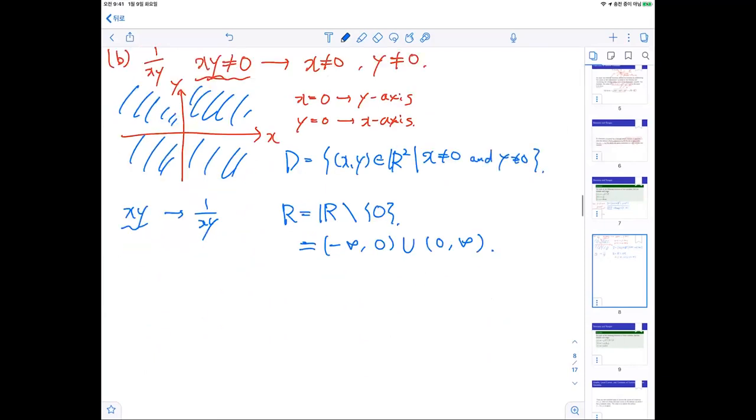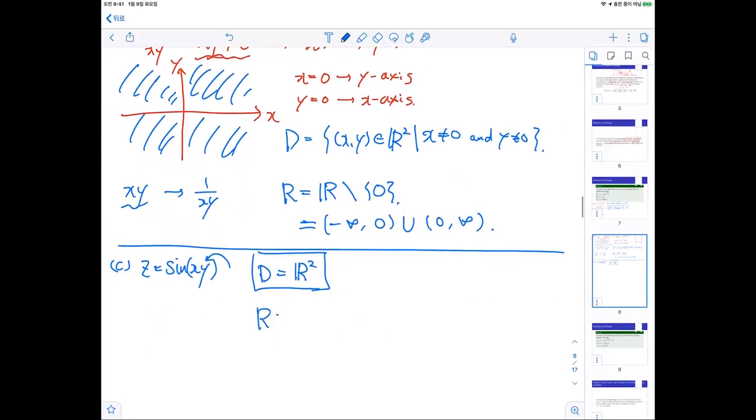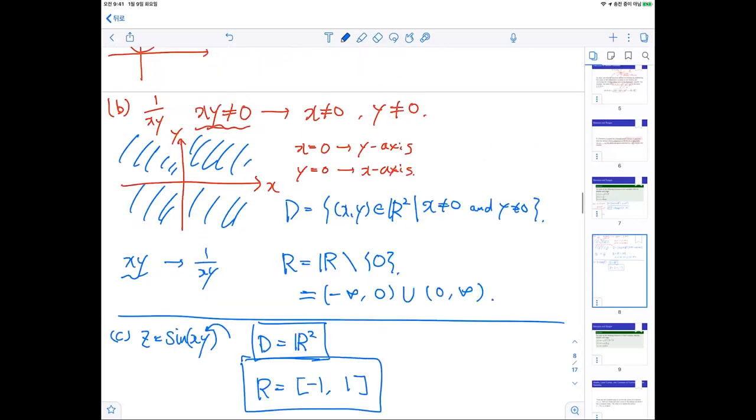Okay, next one is C equals sine x, y. Since any real number can take the sine function in here, the domain is the xy plane, since x and y can be any real number. However, the range is the closed interval, starting from minus one and finishing at one, because the range of sine is between minus one and one.